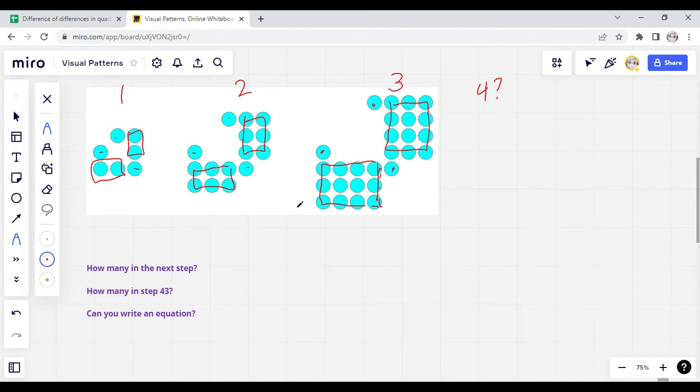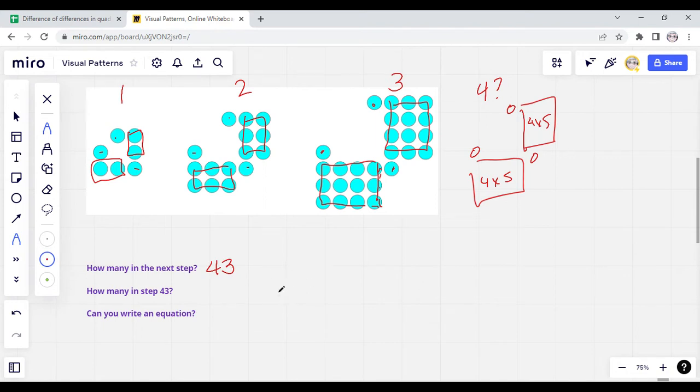All right, so I think that is enough information to predict what's going to happen in step number 4, right? So these rectangles, first 1x2, then 2x3, then 3x4. So this rectangle should be 4x5. And then there'll be another one up here, 4x5. And then we've got these 3 dots, one on either end, and one in the middle. So for step 4, 4 times 5 is 20. There's 2 of those, so that's 40, plus the 3 others. So it looks like we've got 43, that magic number, as the number of circles in step number 4.